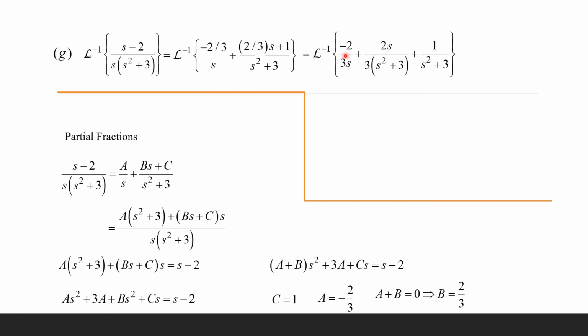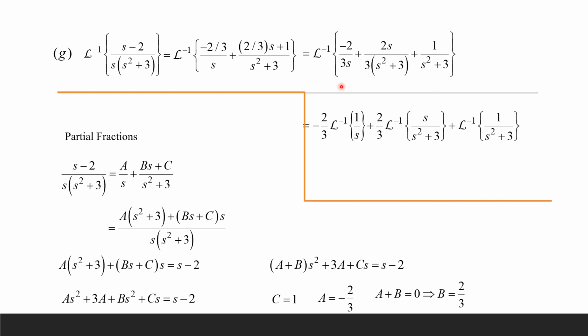So negative 2 over 3s plus 2 over 3s, so 2s. So 2s placed at the numerator and bring 3 down at the denominator. So 2s over 3 times s squared plus 3 plus 1 divided by s squared plus 3. Okay, so we have 3 inverse problems to evaluate and get the inverse problems of those functions by looking at the table of Laplace transform.